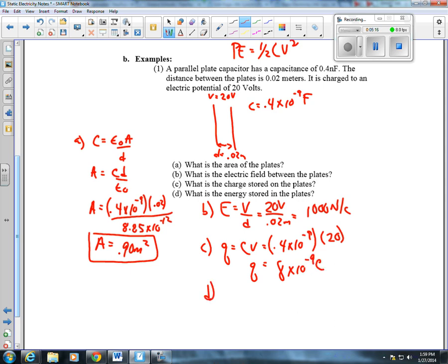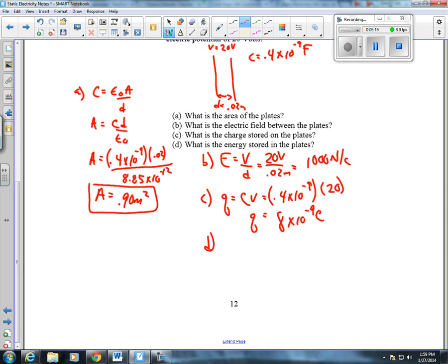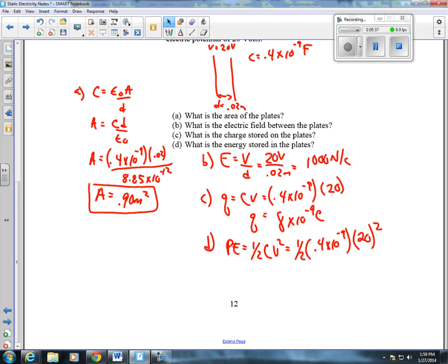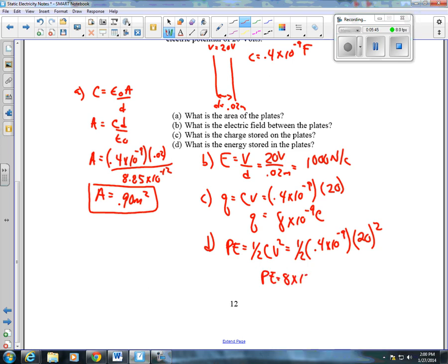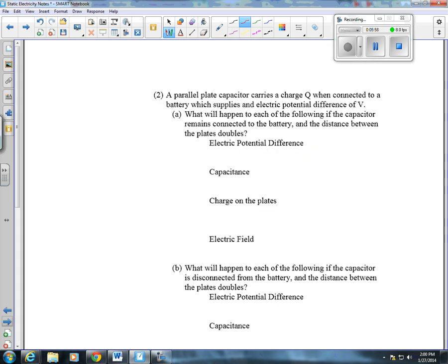And then for D, the energy stored in the plates is PE is 1/2 CV squared. So it's 1/2, C was 0.4 times 10 to the minus 9, and our voltage was 20. Got a number to square it. And we'll get a value of 8 times 10 to the minus 8 joules of energy stored on the plates. So that was a pretty straightforward example because it was just plugging in. At the top of the next page, we have something a little more difficult.